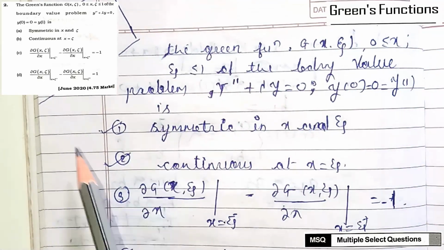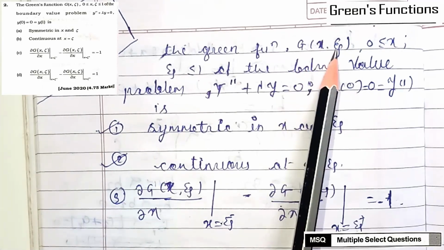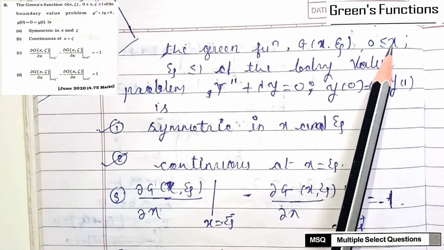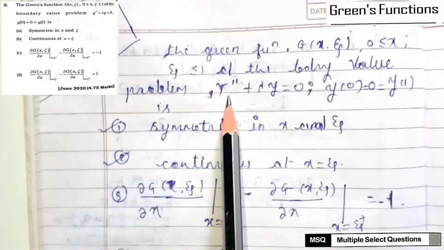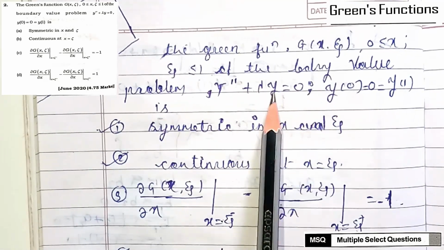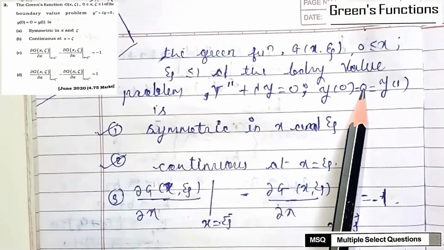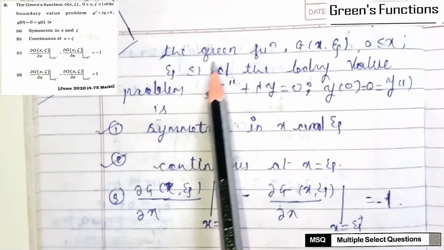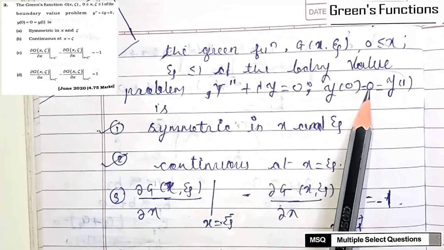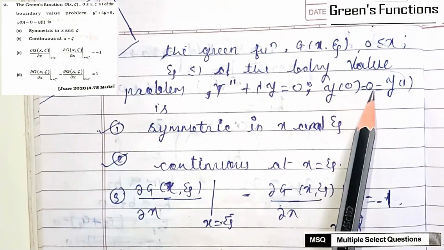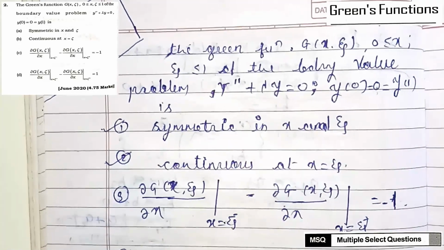So in our question, we are given the Green's function g of x, zeta, with 0 less than or equal to x and zeta less than or equal to 1, of the boundary value problem y double dash plus lambda y equal to 0, with the boundary conditions y of 0 equal to 0 and y of 1 equal to 0. Then we have to check which one of the options is correct.